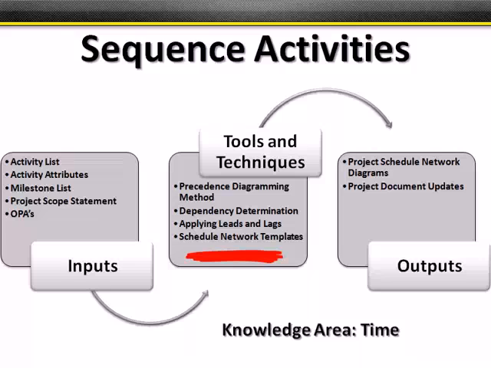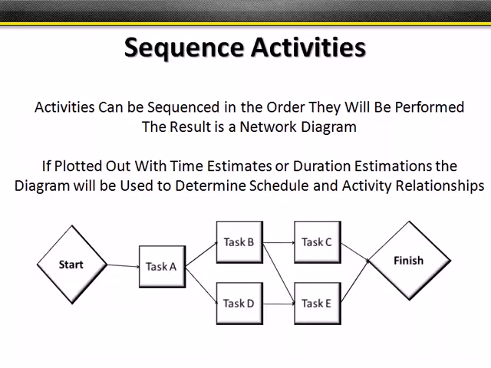What comes next? There are 4 different relationships to be aware of, lead and lag time, as well as any schedule network templates. Again, if you have templates, use them. This is comprehensive. Major outputs will be that network diagram that shows relationships and order of occurrence, as well as any updates to documentation so far.